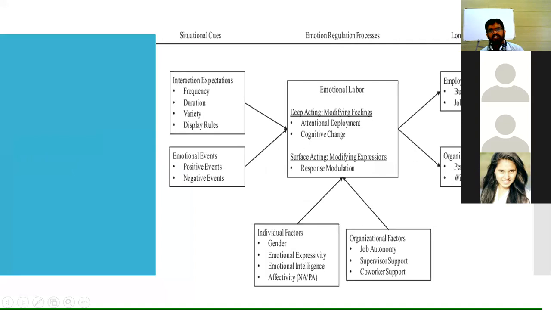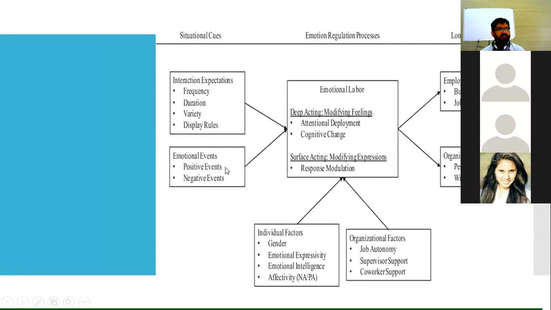There's another chart that I have tried to pull out, which talks about situational cases, emotional regulation process, and long term consequences, where you talk about interaction expectation. It's almost a similar thing, but in a different way. Situational expectation is frequency: how frequently you are expected to speak, what should be the duration of your interaction, what variety of interactions you should have, and what rules you need to follow to showcase yourself.